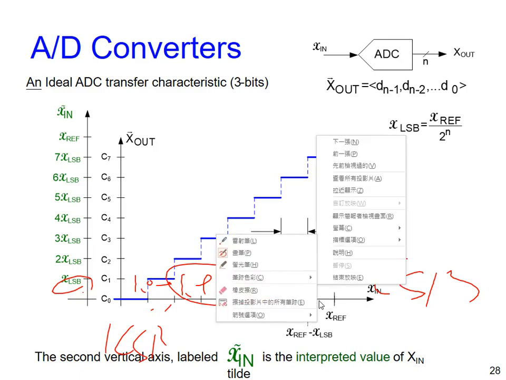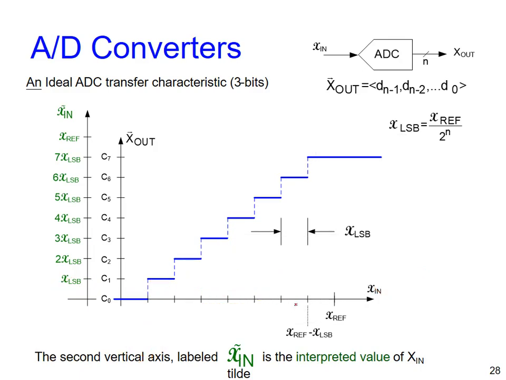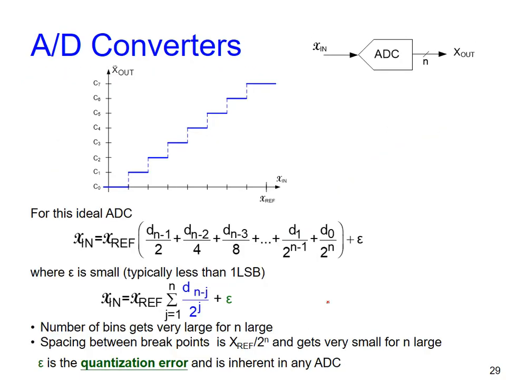LSB means, in theory, the size of 1 step. Okay? And they are exactly the same in theory. Anyhow, this is your real input, and that is your digital output converted back to analog domain. They are not the same. No, I told you already.